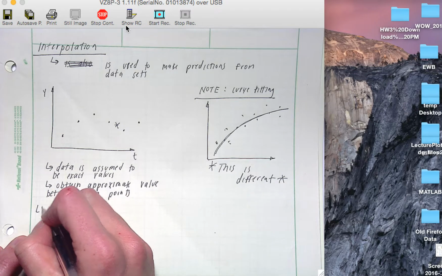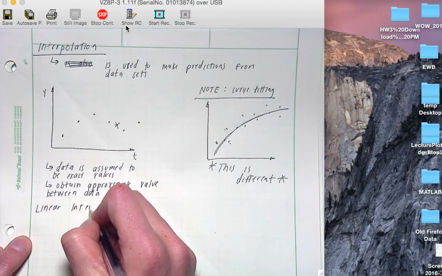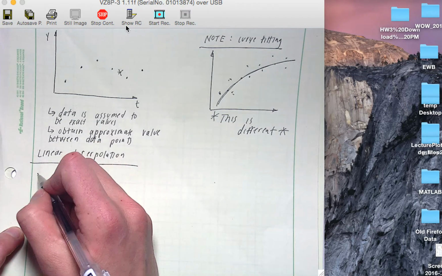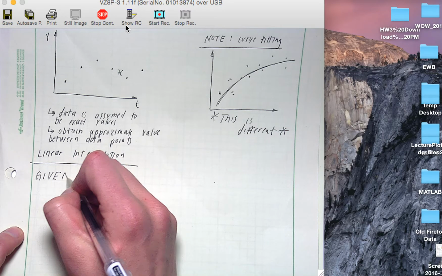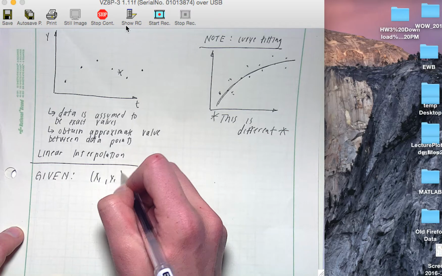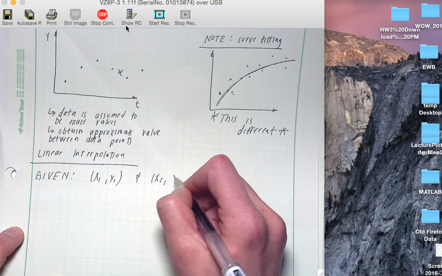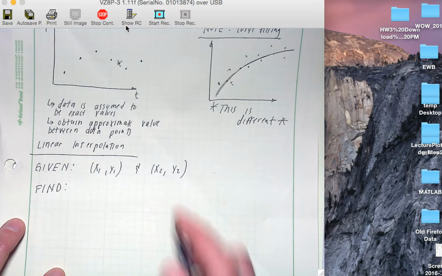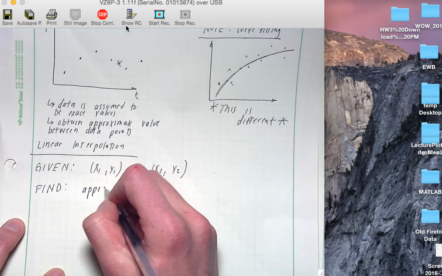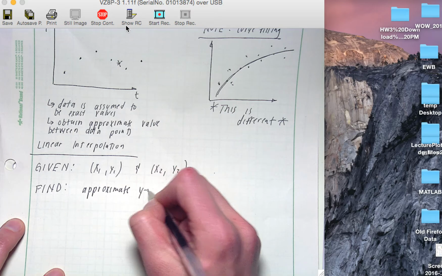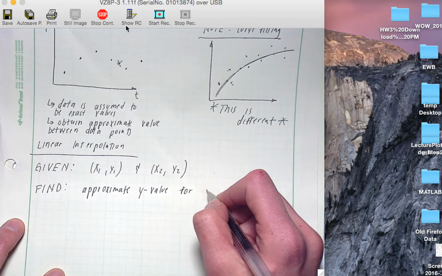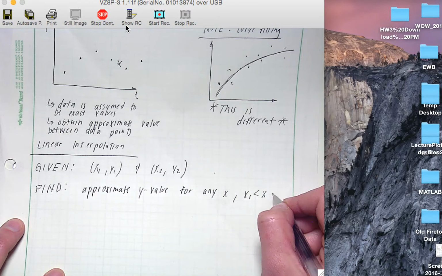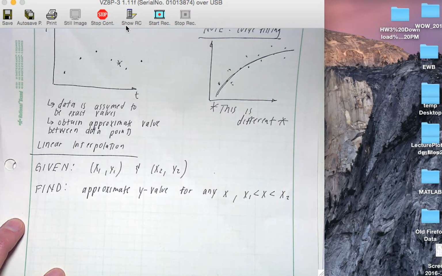Okay, so let me go through linear interpolation, specifically the formula that we're going to use. So the idea is you want to assume that you're given 2 points, just to start, just to think about it. And you're looking to find an approximate y value for any x where x is bounded by the 2 points, basically. So any location between the 2 points that you're given.